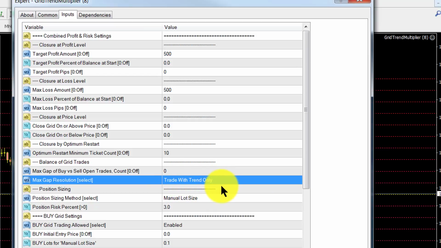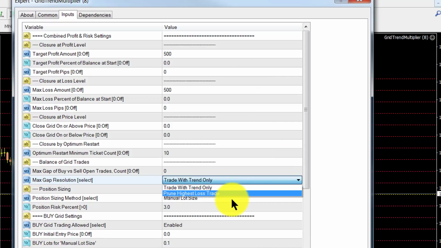Now, the first one there is trade with the trend only, and what that means is if there are, let's say again in my example, 4 buys and 1 sell, it will stop opening buy transactions. So it will only open sell transactions. That's what's meant by trade with the trend only. And that's the reason for that setting, is that you will end up only taking trades in the direction of the trend based on the difference between the buy and sell settings.